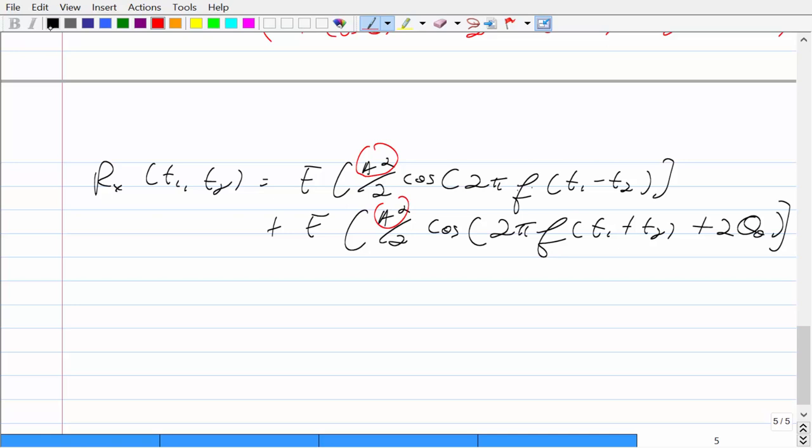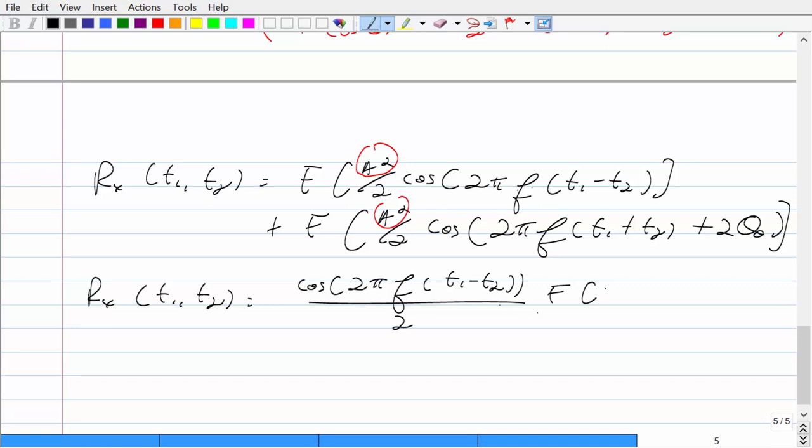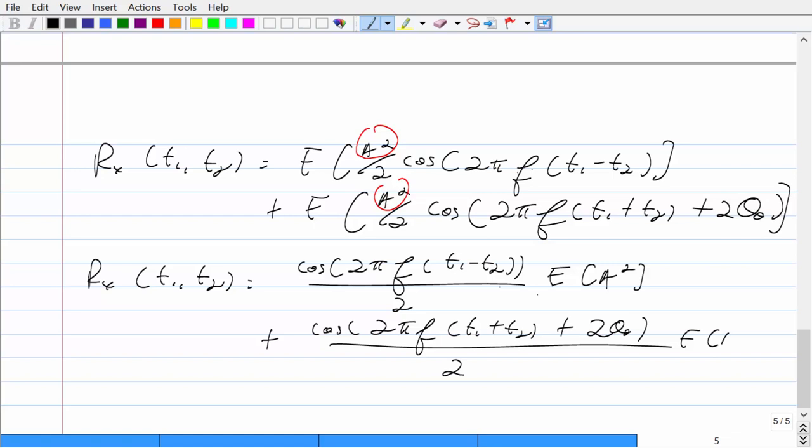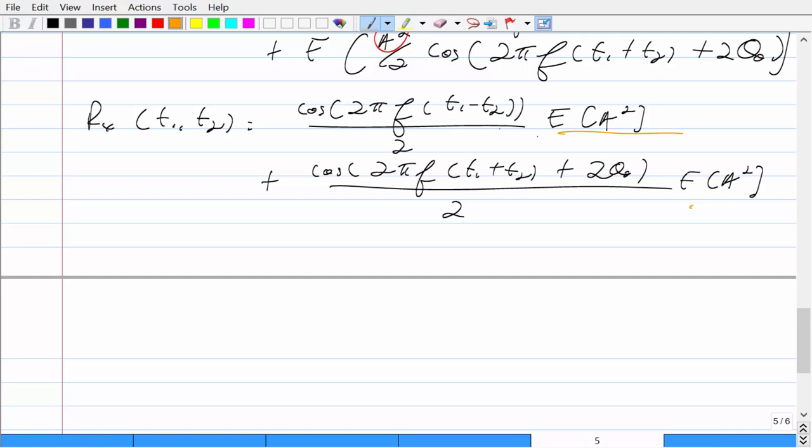So what you can do now is bring out some things. Let's do cosine of 2 pi f (t1 minus t2) divided by 2, times the expected value of A squared. Then we add this again with cosine of 2 pi f (t1 plus t2) plus 2 theta 0, divided by 2, times the expected value of A squared again. So how exactly would you compute this?